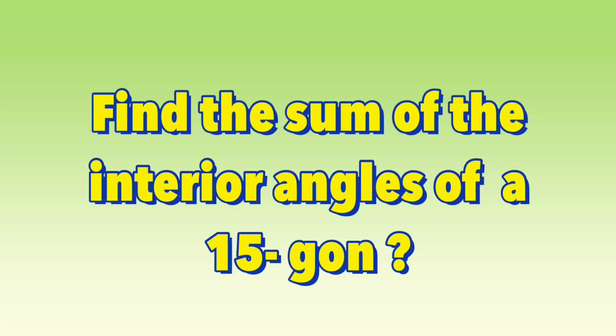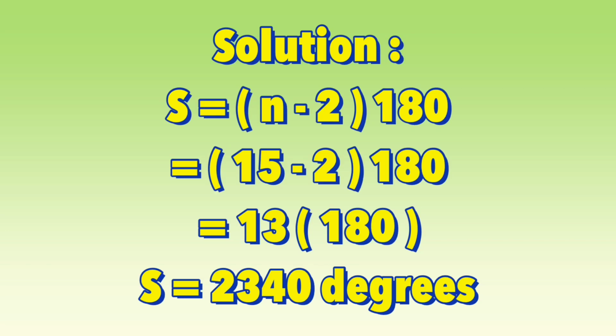Okay, next, number 4 problem. Find the sum of the interior angles of a 15-gon. Meaning to say, we have 15 sides of the polygon. So, solution: the sum equals n minus 2 times 180. Since n is the number of sides of the polygon, we substitute 15 minus 2 times 180. Then 13 times 180 equals 2,340 degrees, which is the sum of the 15-gon.